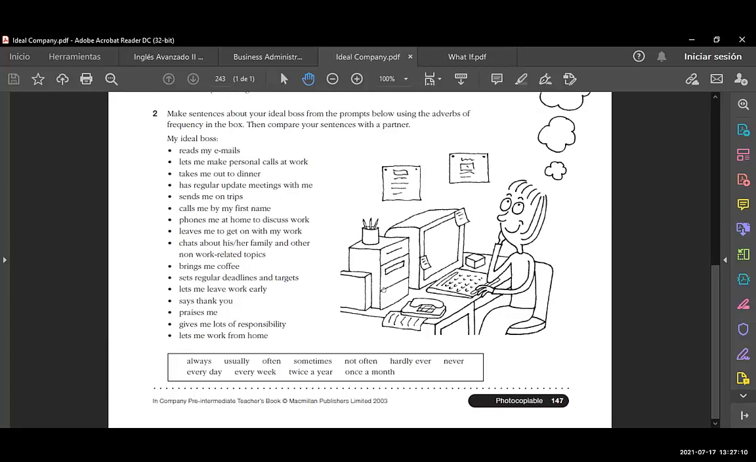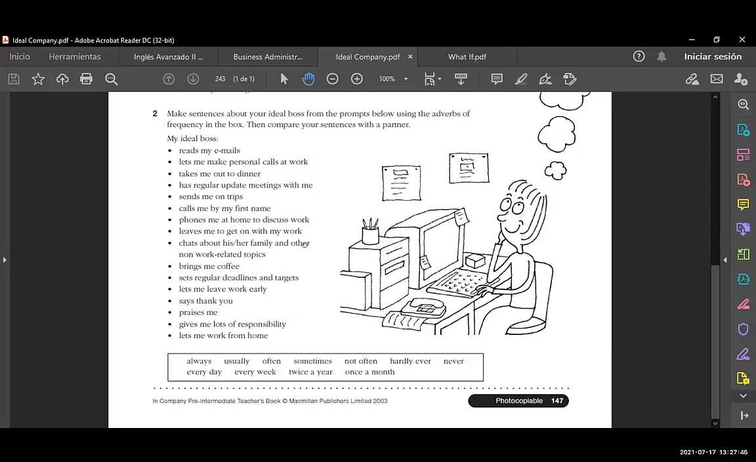For example, my ideal boss, let me choose one. My ideal boss always says thank you. For me, respect is very important from all people, not only for my boss, but in life it's very important to say thank you and you're welcome. And sometimes people forget that. So another example could be my ideal boss often lets me work from home.